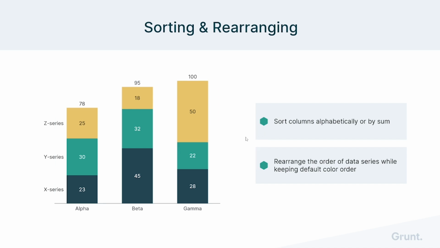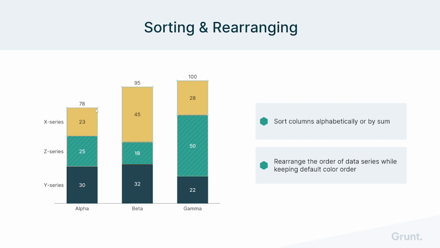That's sorting. For rearranging, go ahead and just select a series that you want to rearrange. From here, if you click and drag it, you'll see these gray placeholders pop up. And this means that I could drop it into either one of these placeholders. Let's drop it into this top.